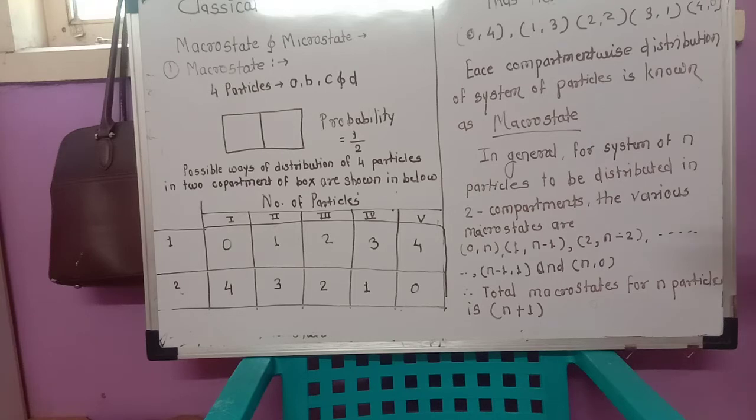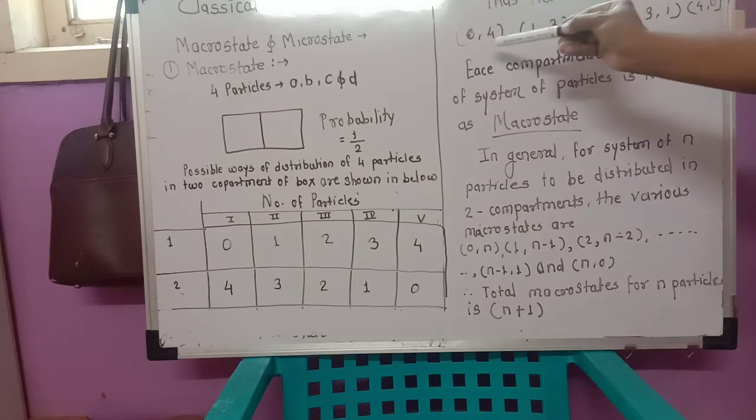How can we distribute these 4 particles? First distribution, 0 in one compartment and 4 in the second compartment. Second way, 1 in the first compartment, 3 in the other compartment. Third way, 2 in the first compartment, 2 in the second compartment. Fourth way, 3 particles in the first compartment and 1 particle in the second compartment. And the fifth way is 4 particles in the first compartment and 0 particles in the second compartment.